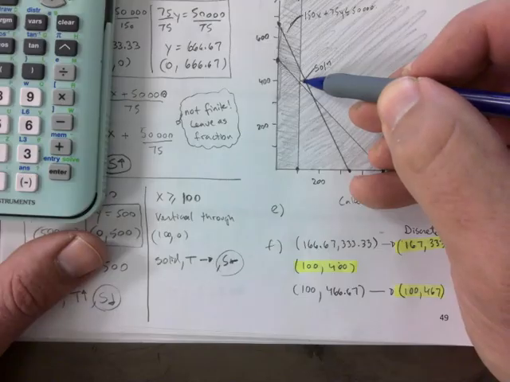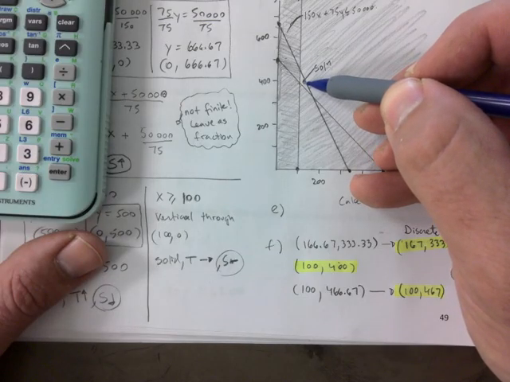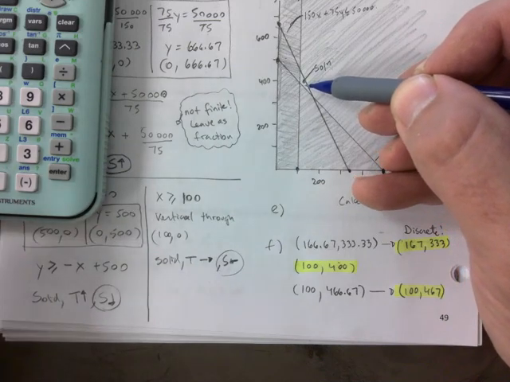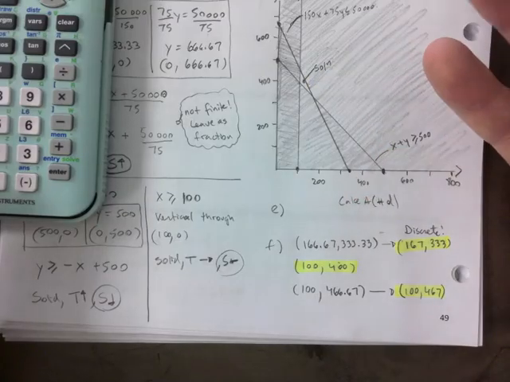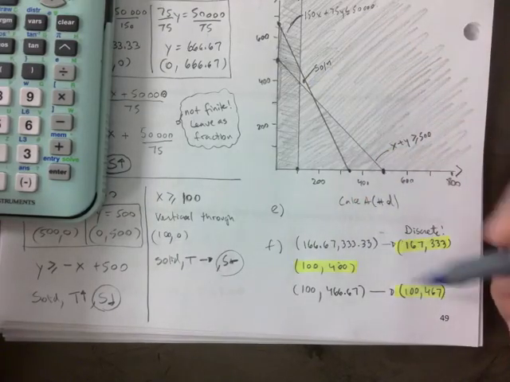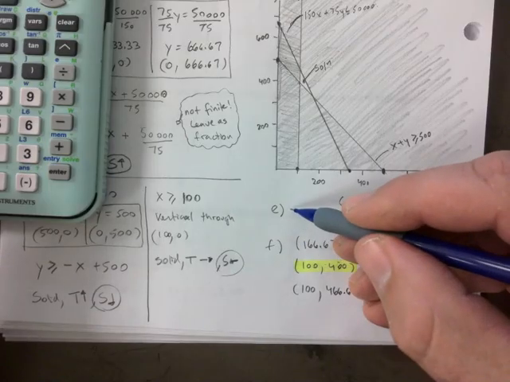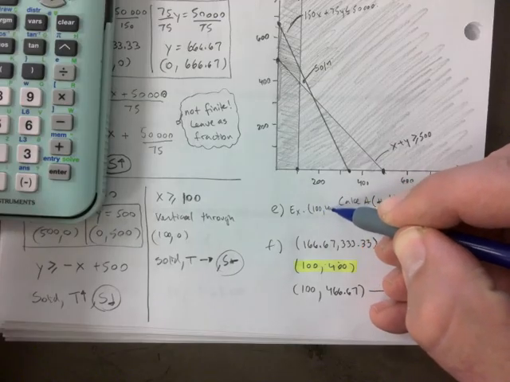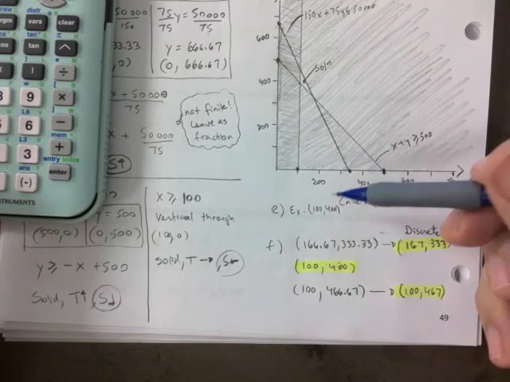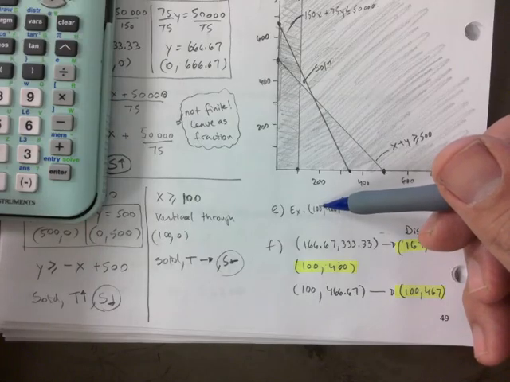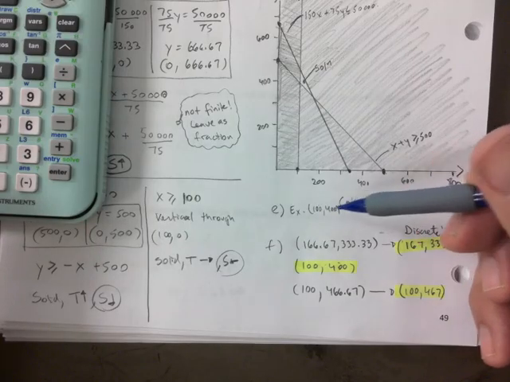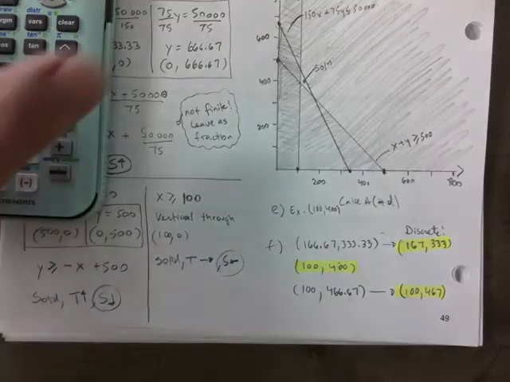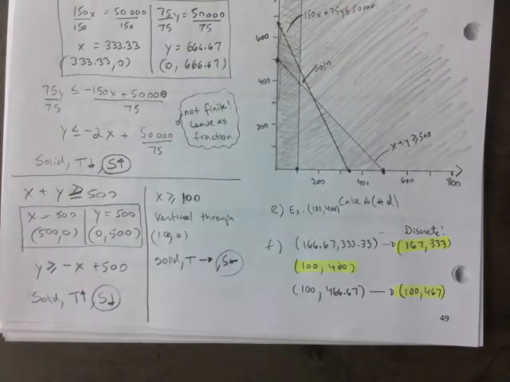Sure, you could have picked one from that region, but that's a little tricky because if you're off, if it's wrong, then you don't get the marks, right? So I'm going to grab this one here because it didn't involve any rounding. I'm going to go 100, 400. So that means making 100 type A cakes and 400 type B cakes, I should say. That is a possible solution.